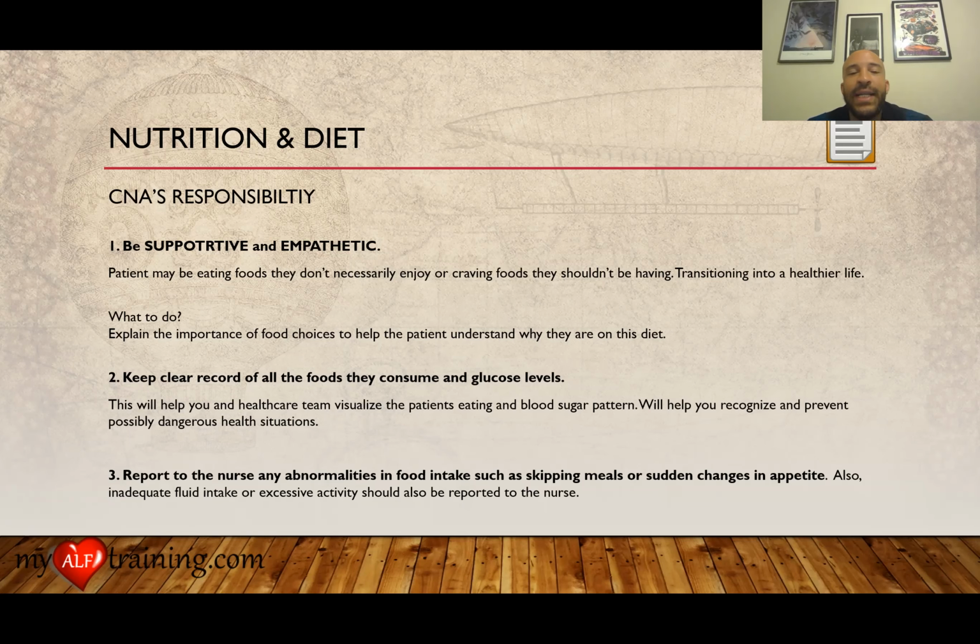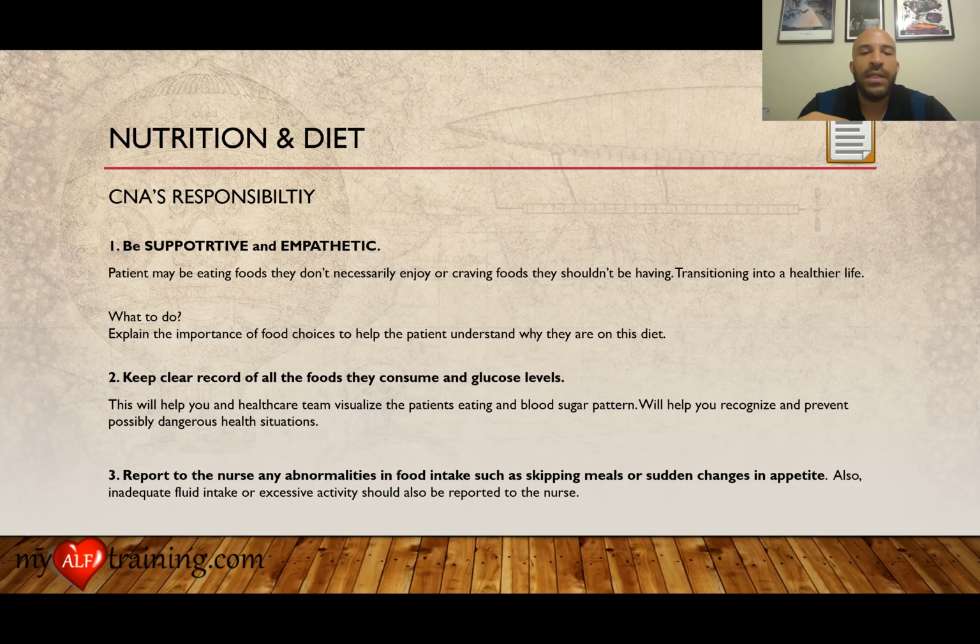Second, the CNA's responsibility is keeping a clear record of all the food they consume and the corresponding glucose levels throughout the week. So this is important. I don't know if you guys recall, we talked about managing the patient with hypoglycemia and reporting to the nurse about what the patient last ate and how much they ate and what their previous glucose level was, if we go into a room and notice that the patient is exhibiting symptoms that align with the TIRED mnemonic that we talked about.